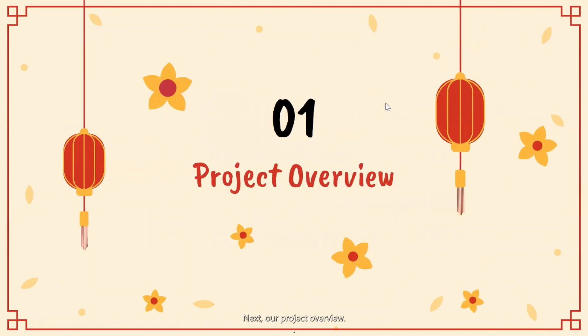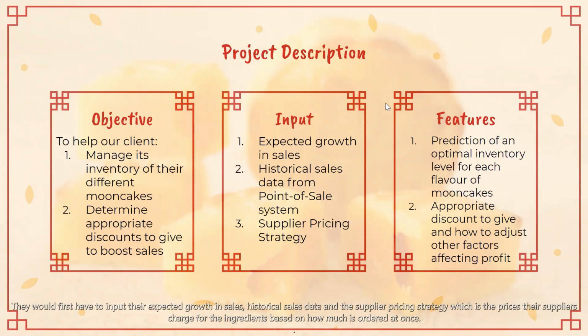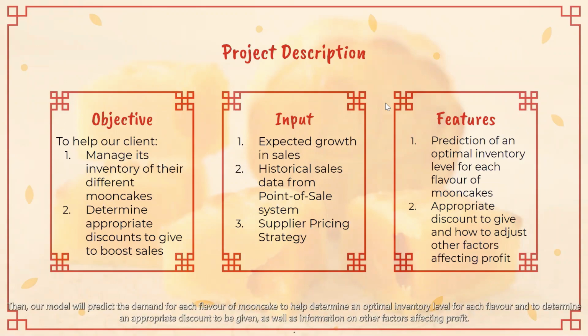Next, our project overview. Our project mainly aims to help our client manage their inventory of different mooncakes in the future years of sale and to determine the appropriate discounts they can give to boost sales. They would first have to input their expected growth in sales, historical sales data, and their supplier pricing strategy, which is the prices their supplier charge for the ingredients based on how much is ordered at once. Then our model will predict the demand for each flavor of mooncakes to determine an optimal inventory level for each flavor and to determine an appropriate discount to be given, as well as information on other factors affecting profit.